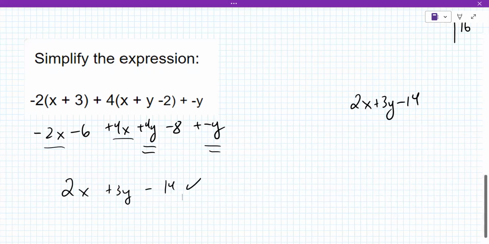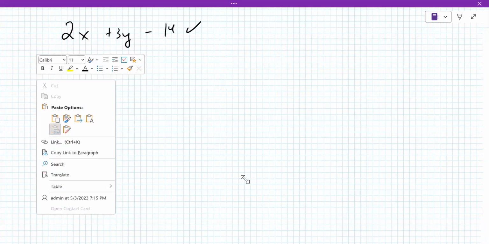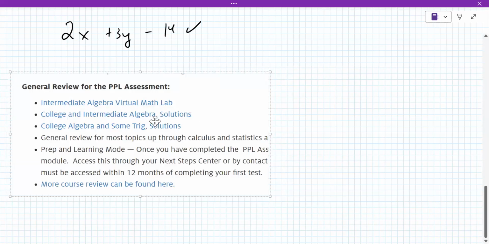Okay, so I'm looking for some more difficult stuff here because I know that it gets there. I'm going to drop this in the chat because I think this link is fairly useful. It's got a lot of information at the top that you don't need. And then it gets to this part where it says general review for the PPL assessment, which is the placement. And they give you some links here. I started clicking on them. They're not all that self-explanatory, but there are some resources there.